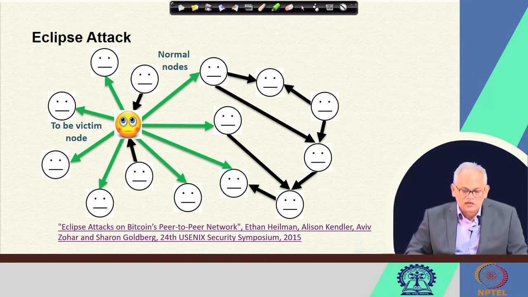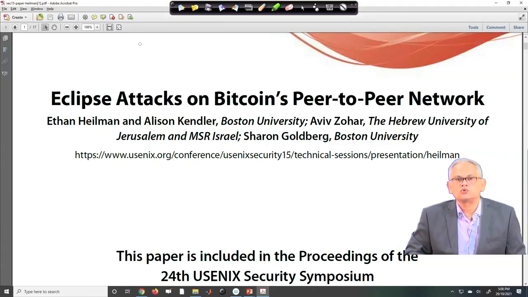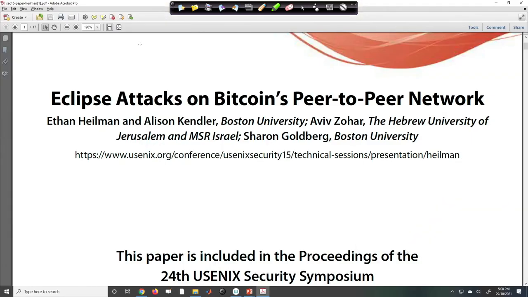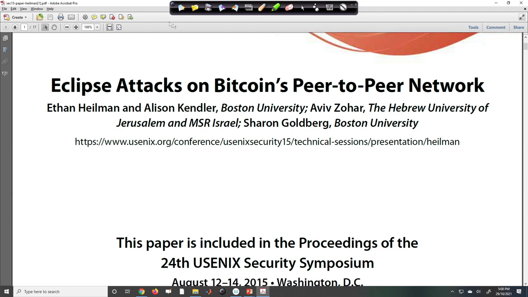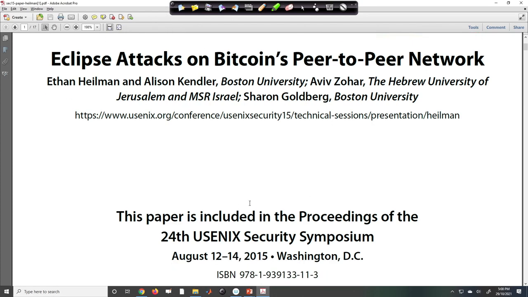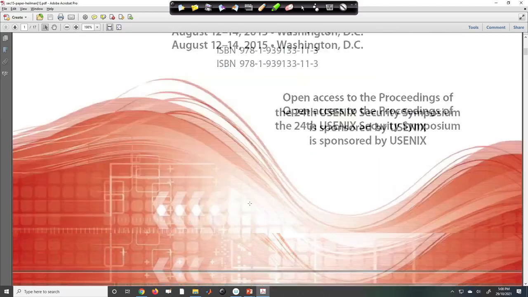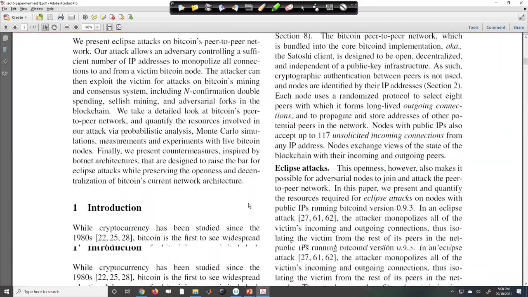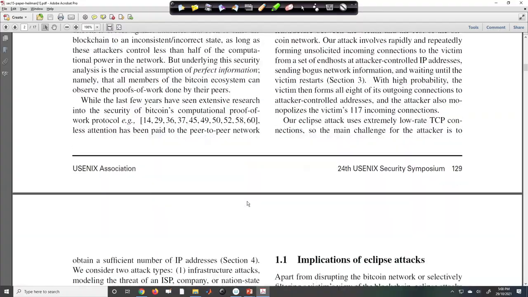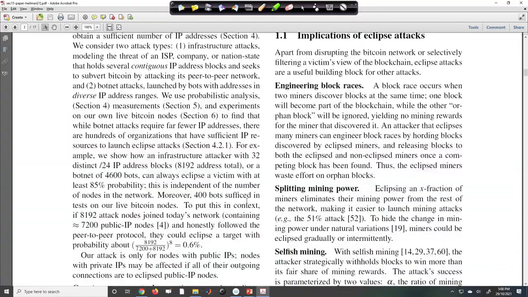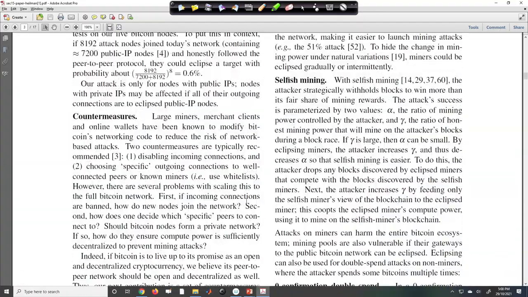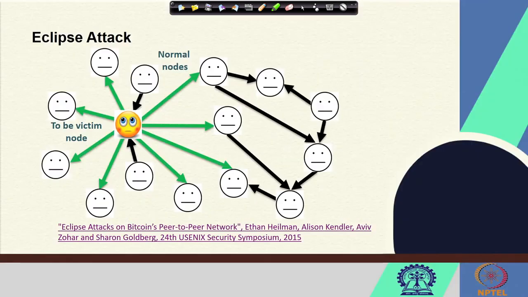Before we start the discussion on it, I would like to remind you that it is best to take a look at this particular paper on eclipse attack, which was published in one of the top security symposiums, called Usenix Security Symposium. It is a very well written paper, and it is very important that you go through this to get more details about what we are discussing in the class.